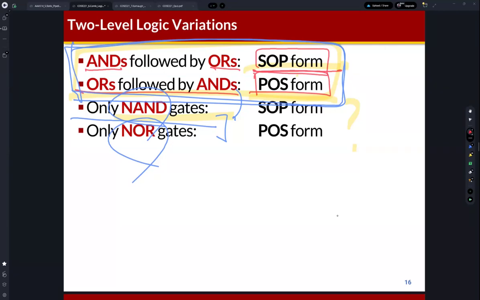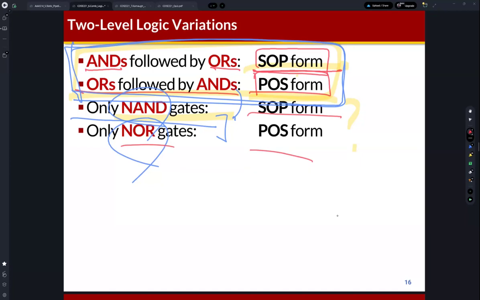Firstly, we represent the min terms using AND gates, and then we connect the outputs of these AND gates to the input of an OR gate. This is the SOP form. For the POS form, we use OR gates to represent max terms, and the outputs of the OR gates are connected to the input of the AND gate. I also explained that we can represent the SOP form using only NAND gates, and the POS form using only NOR gates.